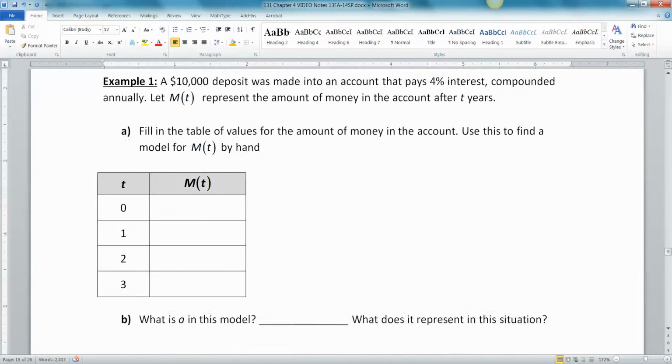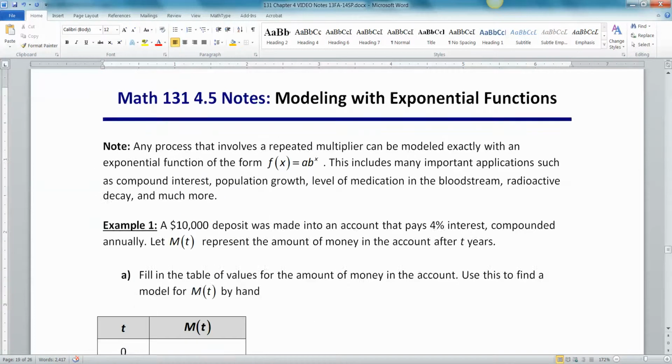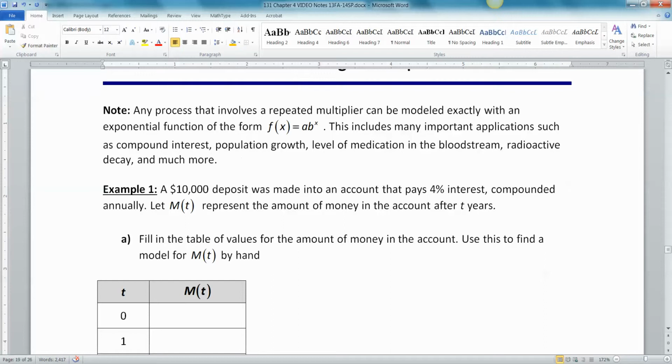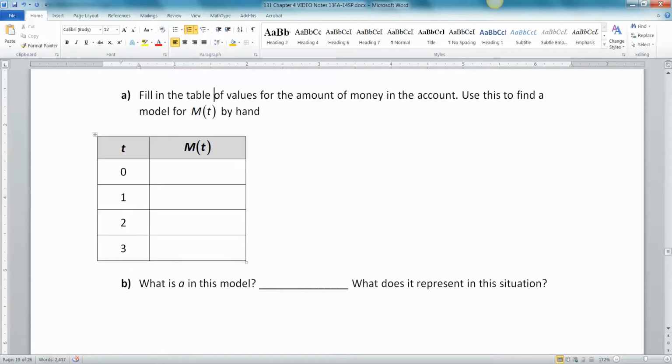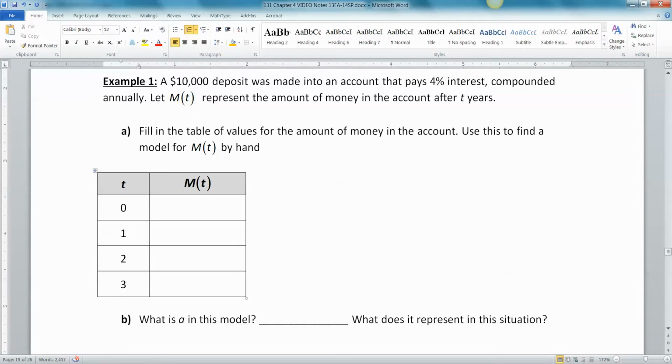Down here. Okay, so let's read this problem. We have a $10,000 deposit made into an account that pays 4% interest compounded annually. Let M of t represent the amount of money in the account after t years. Fill in the table of values for the amount of money in the account. Use this to find the model for M of t by hand. Okay, so we need to figure out some values here.